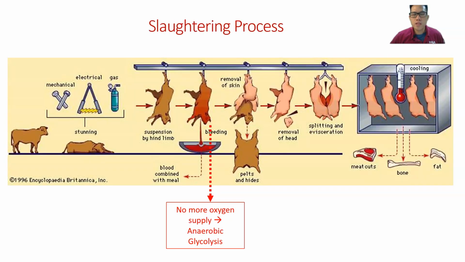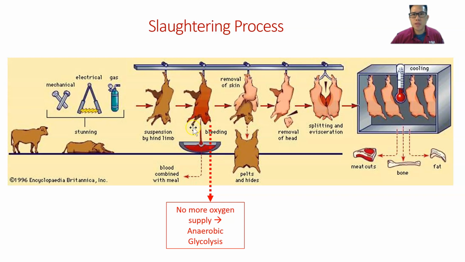This is actually the slaughtering process. It starts with the animals. The animals usually will get stunned, either using mechanical, electrical, or gas means. Once the animal is unconscious, they will be tied up to the machines, and then they will slit the throat. The blood will then start to drain out from the animal's body. So this is the process once the blood has been bled out, and inside there is no longer any blood.